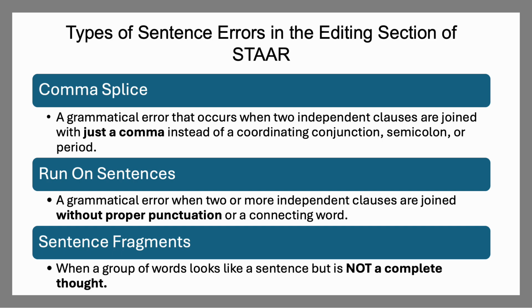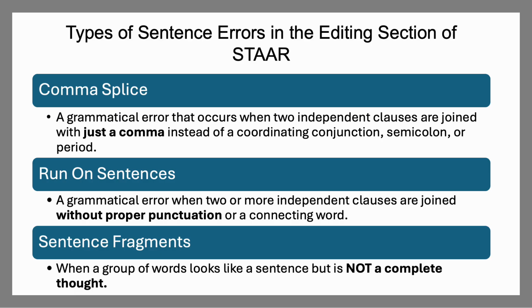A run-on sentence is a grammatical error when two or more independent clauses, so two complete sentences, are joined with nothing. It's missing punctuation. If it's missing it, we call those run-on sentences because you're running right through it into the next one, and we're missing that period or semicolon or coordinating conjunction.